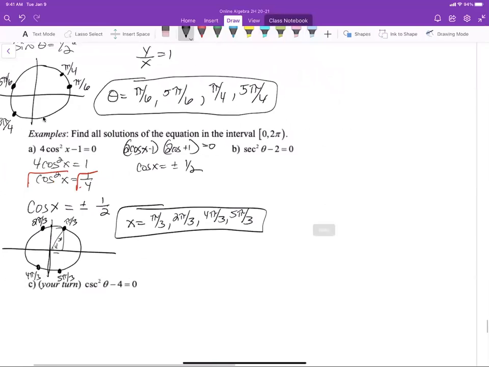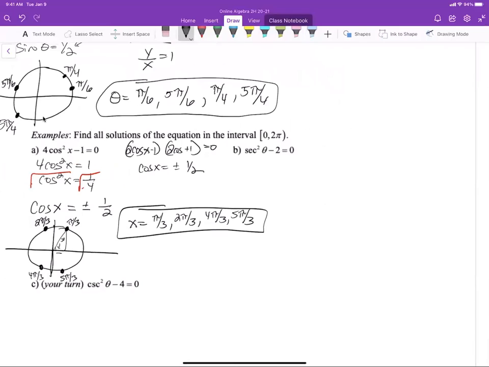All right, the next one. I have secant squared minus 2. I'm going to isolate my trigonometric function. I'm going to add 2 to both sides of the equation. I will then find that secant squared is equal to 2. I'm going to go ahead and take the square root of both sides. I get secant, there should be a theta in there, excuse me. I get secant of theta is equal to plus or minus the square root of 2.